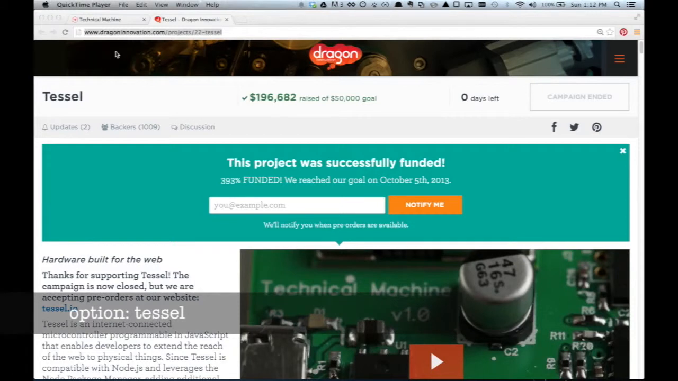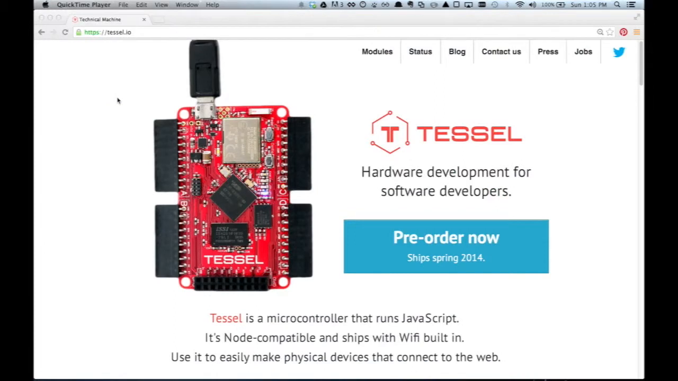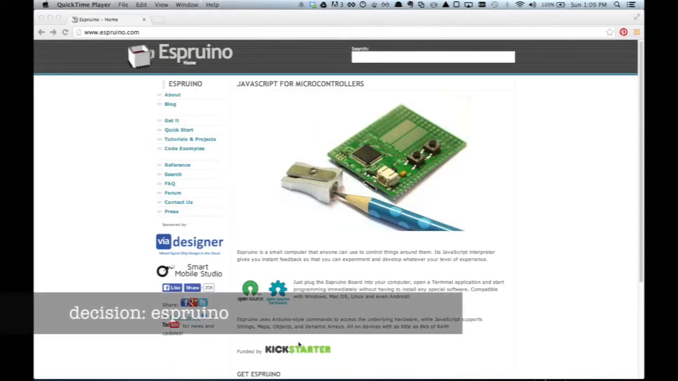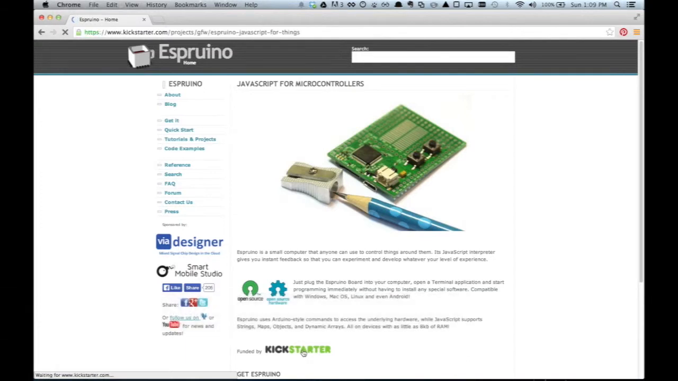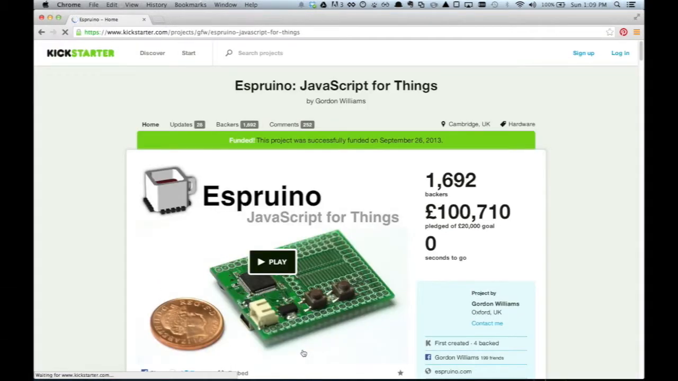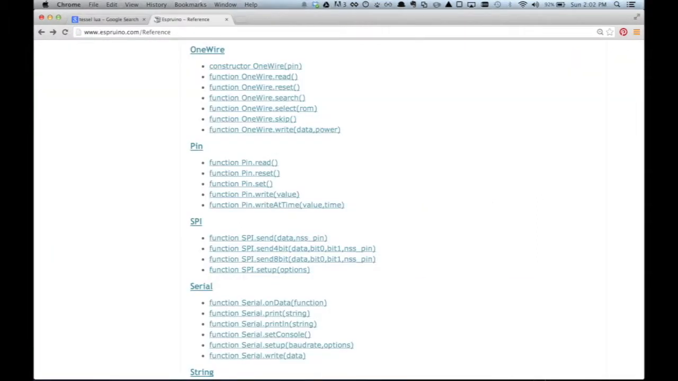Recently there's been some interesting things come out in the JavaScript world. First there's the Tessel, which runs Node.js compatible JavaScript using a Lua runtime. It has its own hardware module system, which is why we're not using it. The second, and the one we've chosen, is called the Esperino. It's basically a JavaScript interpreter that runs on a pretty standard microcontroller. It comes with a development board which gives us access to the pins, and a whole bunch of libraries which makes interfacing with hardware easy.